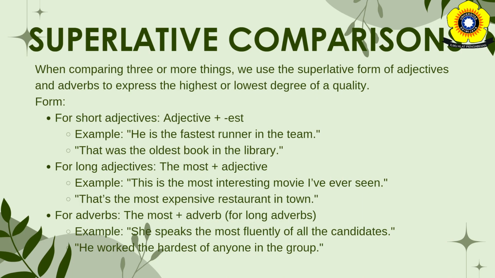Okay, let's move on to superlative comparisons. When comparing three or more things, we use the superlative form of adjectives and adverbs to express the highest or lowest degree of quality. For short adjectives is adjective plus est. Example, he is the fastest runner in the team. That was the oldest book in the library.